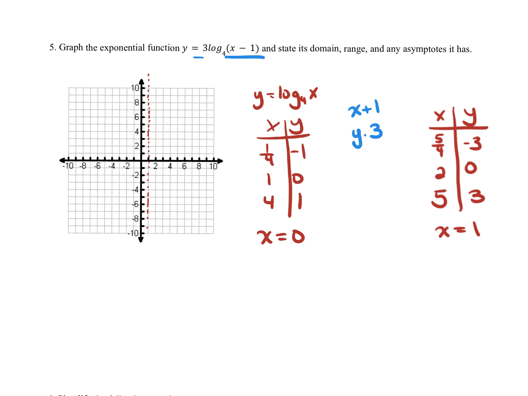So we're going to go 5 fourths and negative 1, which is like here. 2, 0, and then 5, 3, which is like here. So my graph will look something like that. This is one that you want to make sure you get right, because you could check in the calculator. There's really nothing to it.